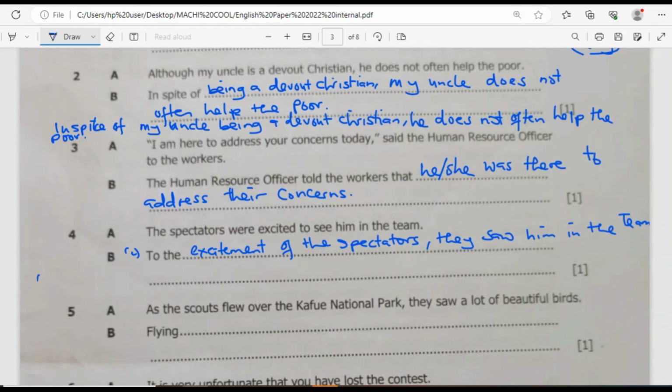The second one on question 4 can be written as: to the spectators' excitement, they saw him in the team. Okay, so here there must be a comma there. Number 5.